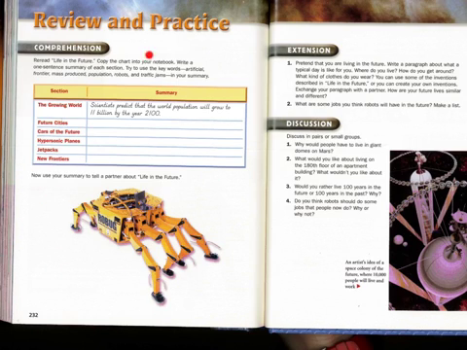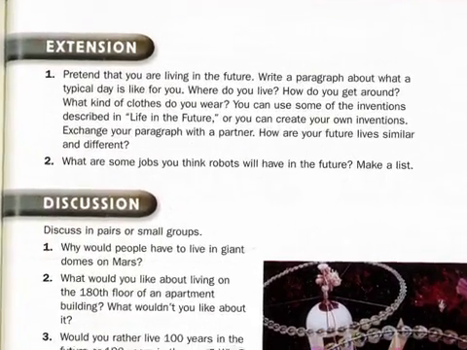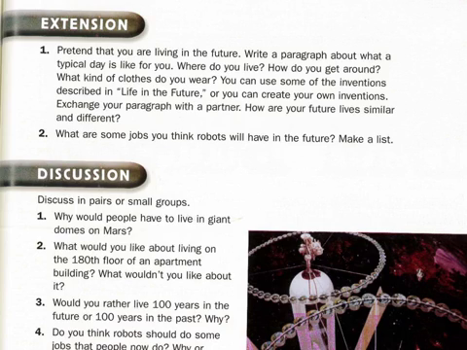Expect to use your summary to write on a quiz about life in the future. Okay. Extension. Pretend you are living in the future. Write a paragraph about what a typical day is like for you. Where do you live? How do you get around? What kind of clothes do you wear? You can use some of the inventions described in Life in the Future, or you can create your own inventions.